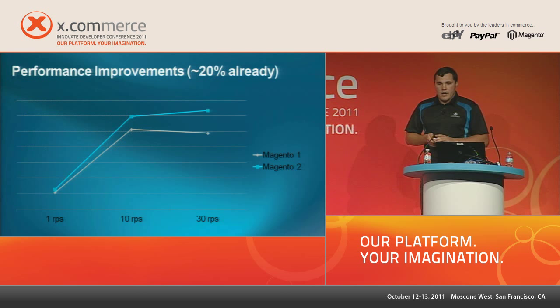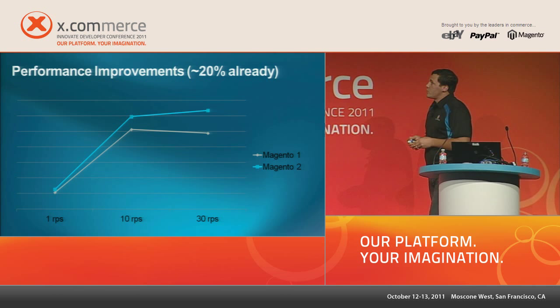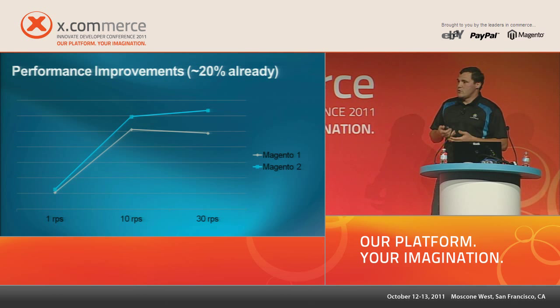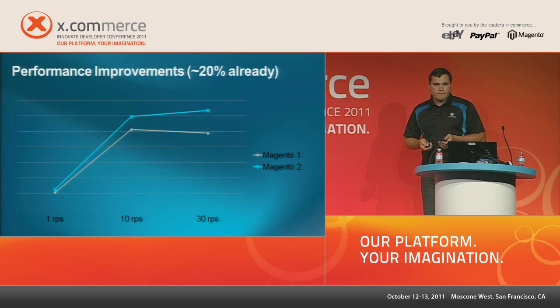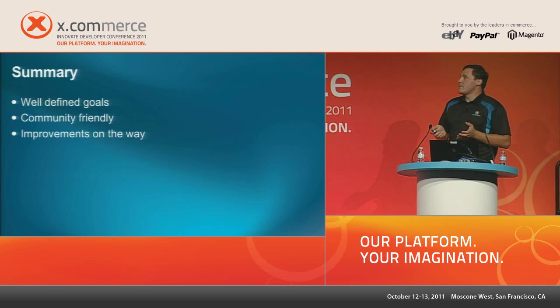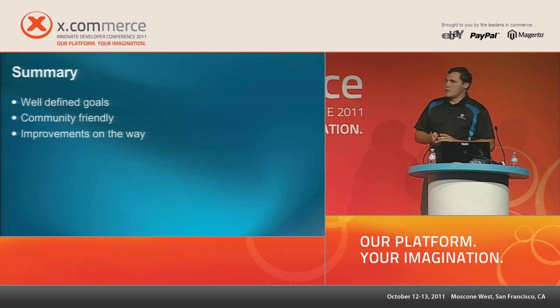And as a result of this transformation and all those changes that are already done, Magento performance is already improved by 20%. We have code coverage for more than 15% of Magento source code, and it's growing every day because all changes that we are doing, we're covering with integration or unit tests. And as a result of this presentation, I want to say that our project right now has well-defined goals. We are community friendly because all our changes are based on your feedback, and a lot of great improvements are on the way. And now I'm glad to answer your questions.